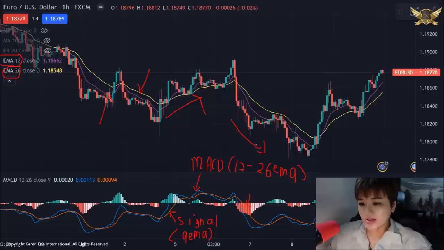Also, confirm this with the histogram. It shows you red color. And when the price is going up, the histogram is going to be green color. Okay? Price going up, histogram turns green.